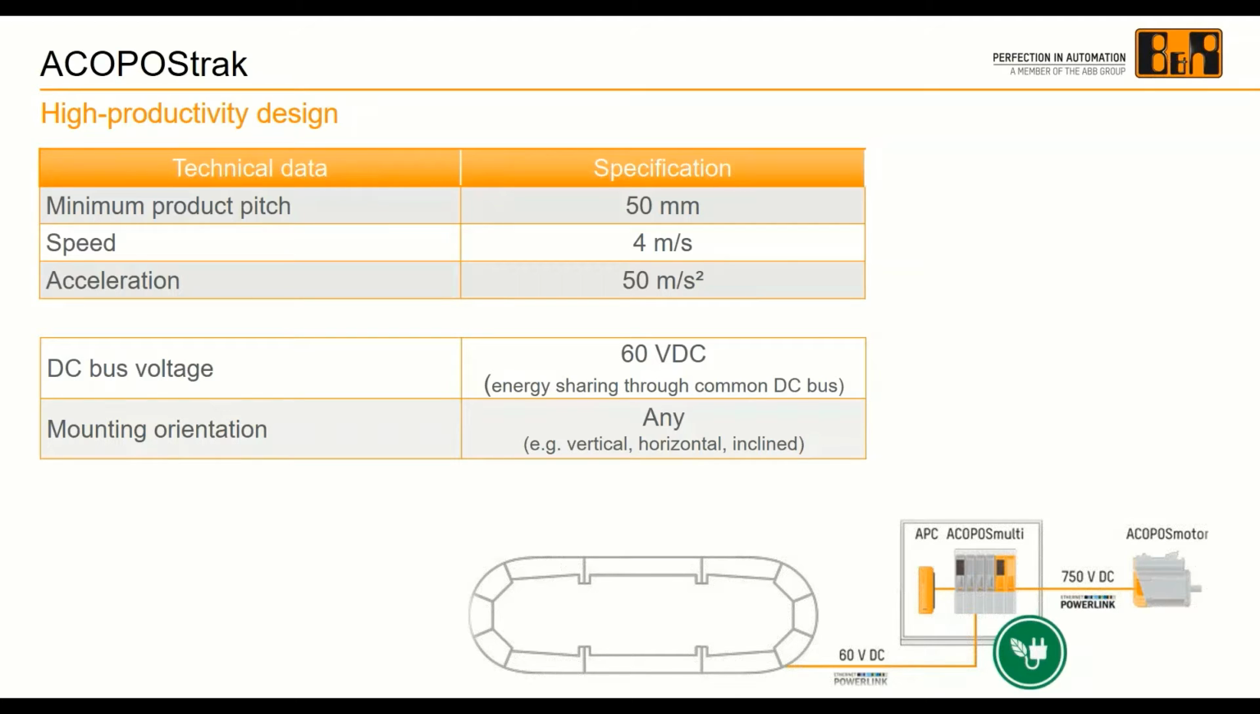There's a common DC bus, so power can be shared. So as I was saying, in addition to the speed, acceleration, and pitch, we have a common DC bus, so we can share power on the system while shuttles are accelerating or decelerating. And also we can change the orientation of the track. So we can have it horizontally like the video we saw at the beginning, but we can also turn the track vertically, and we'll see an example of that shortly as well.